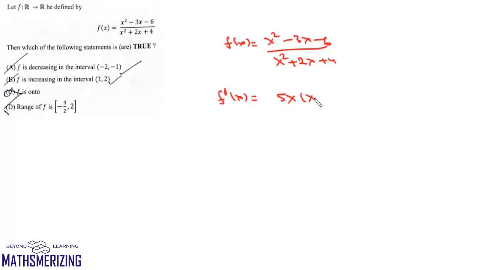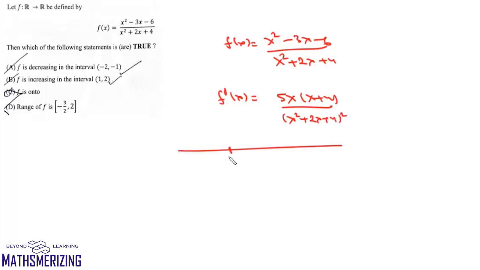Now the question is, we are given this function f(x), which is (x² − 3x − 6)/(x² + 2x + 4), and we need to find which of the following statements is true. Now this is a simple question. What we'll do is differentiate this function. If we find f'(x), this f'(x) will be 5x(x + 4) divided by (x² + 2x + 4) whole squared.